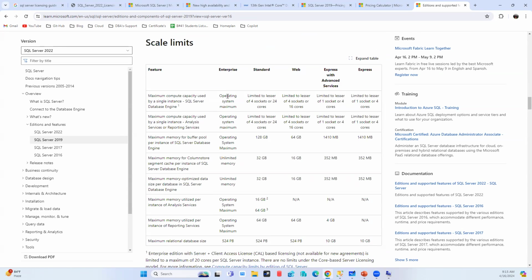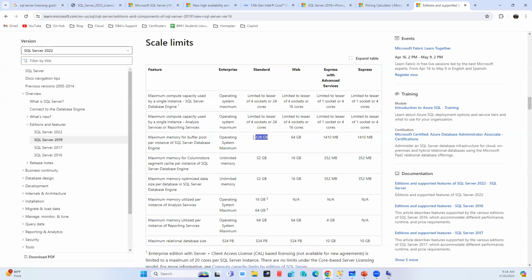When you go for Enterprise Edition, you can use the maximum the operating system has for SQL Server, there is nothing limiting it. But if you go for Standard, you can use a maximum of 4 sockets, 24 cores. Beyond that, no. You can use a maximum of 24 core CPUs for your Standard Edition. Even if your system has more than 24 cores, SQL will use only 24 cores.